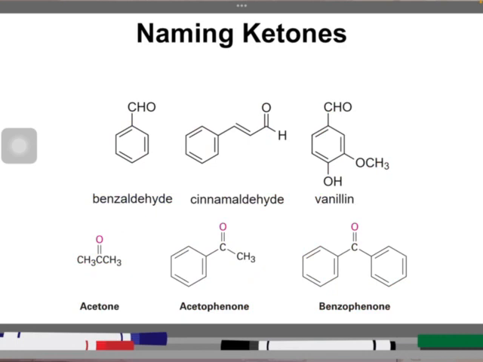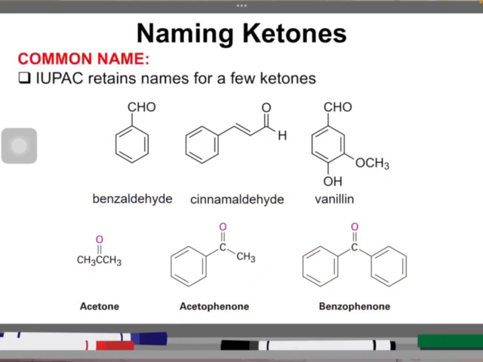So, minsan kasi di yun talaga natin maiwasan na isama din yung discussion ng common names ng ketones. So, the IUPAC also retained some names for few ketones. So, for example, yung binanggit ko kanina na mga structures dun sa start ng ating lecture ay we have your benzaldehyde, yung nakikita natin sa almonds. Then, we have your cinnamaldehyde, obviously coming from your cinnamon. And then, your vanillin ay coming from your vanilla beans.